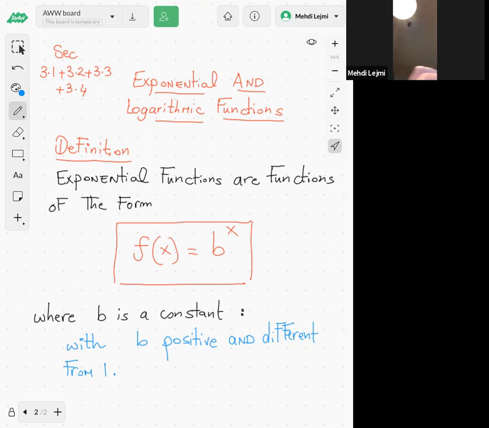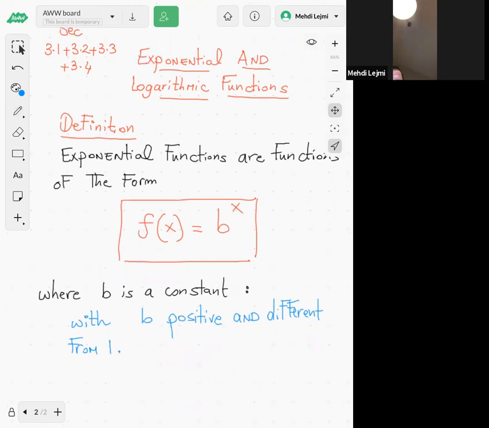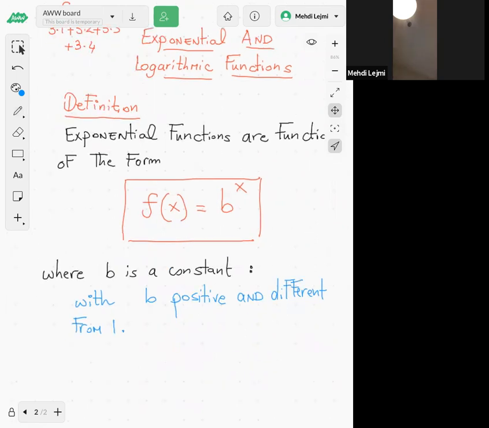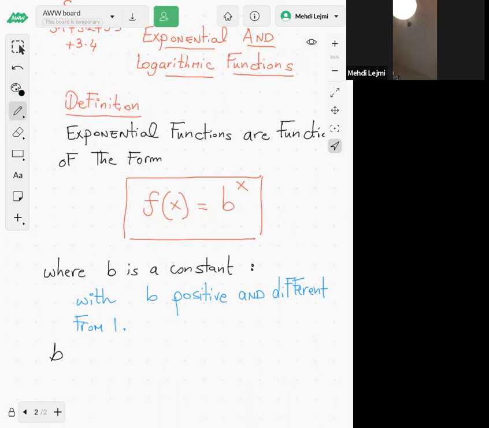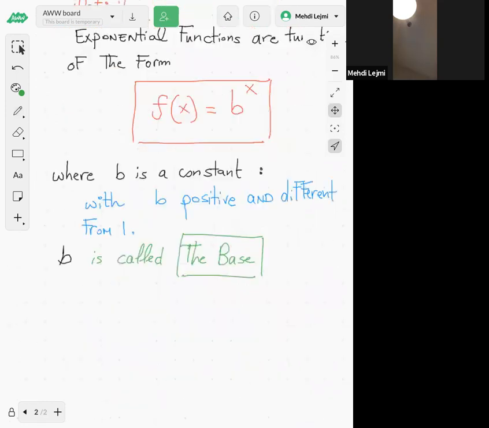So before the examples, this constant b is called the base of the exponential function. So b is called the base. All right, so some examples.